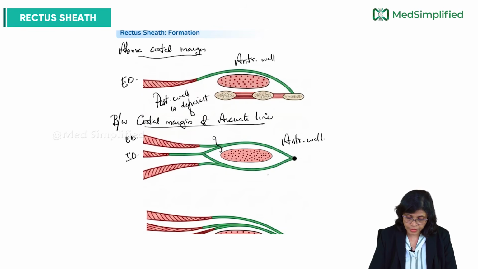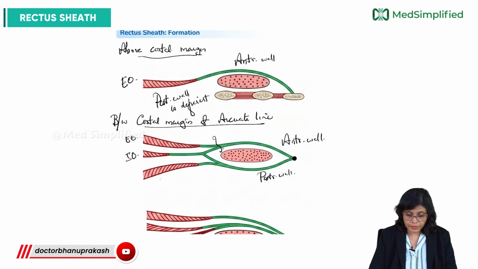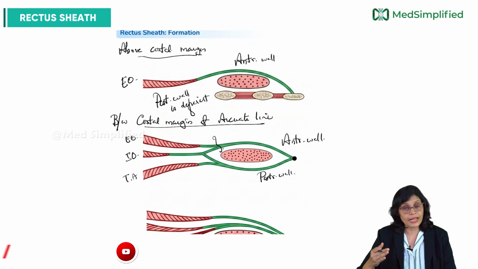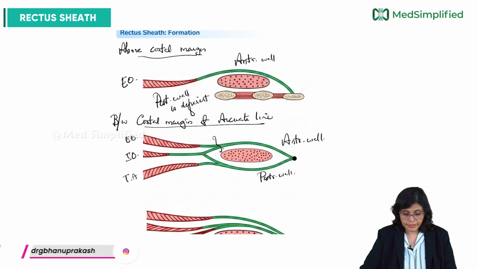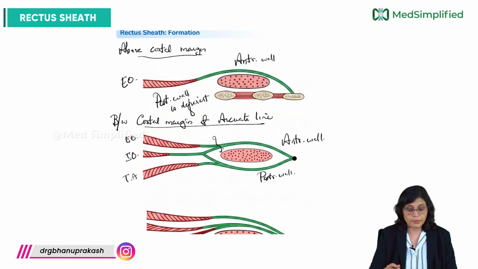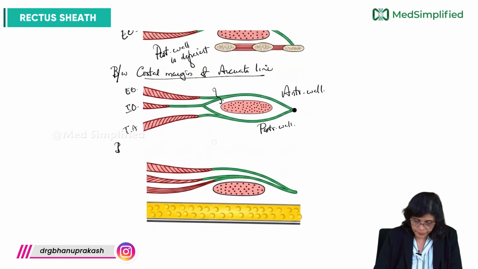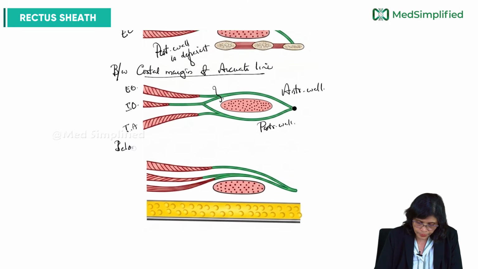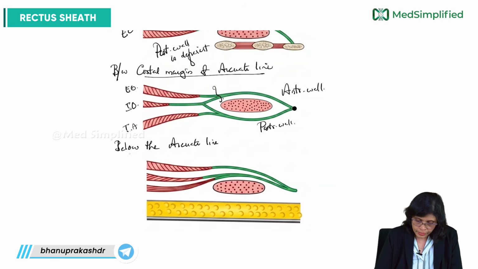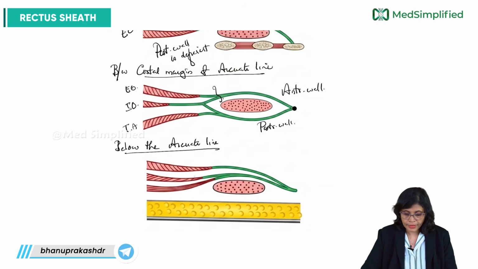Whereas the posterior wall, okay, so here the posterior wall is formed by the fusion of the transverse aponeurosis of transverse abdominis muscle as well as the posterior lamina of the internal oblique muscle. So that is the formation between the costal margin and arcuate line. And third is below the arcuate line. Okay, third level is below the arcuate line.